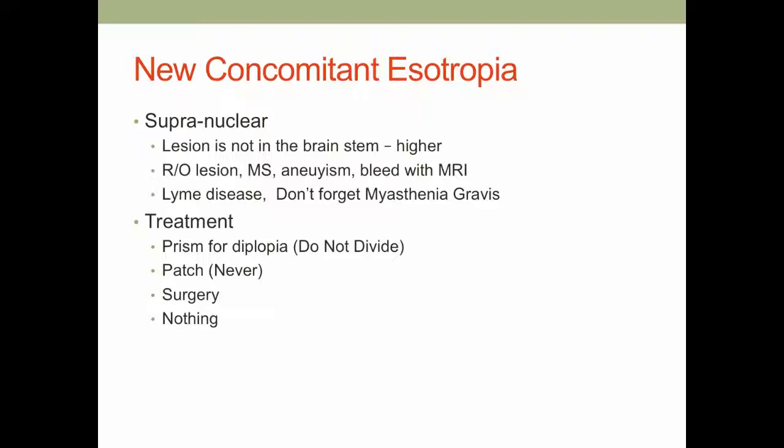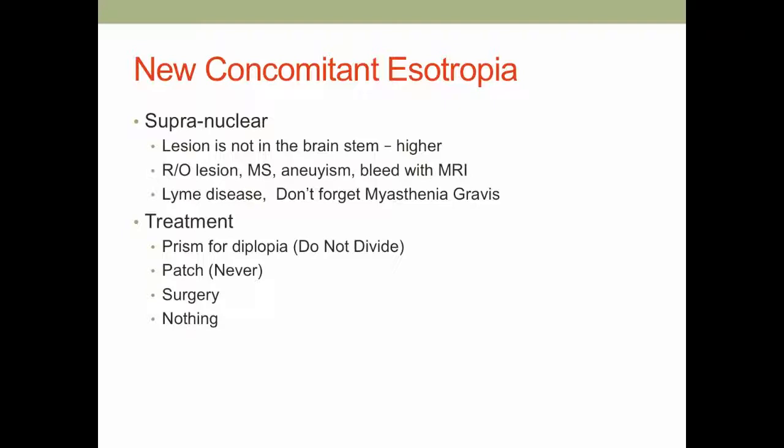Most concomitant esotropia is not due to involvement of the third, fourth, or sixth nerve. They're further up in the brain. They're in the supranuclear area. And we need to, if it's new onset, rule out cranial lesions, MS, aneurysms, any type of bleed. And this is obviously done with an MRI. If it's really new onset, and you're very concerned, it should be done with contrast.